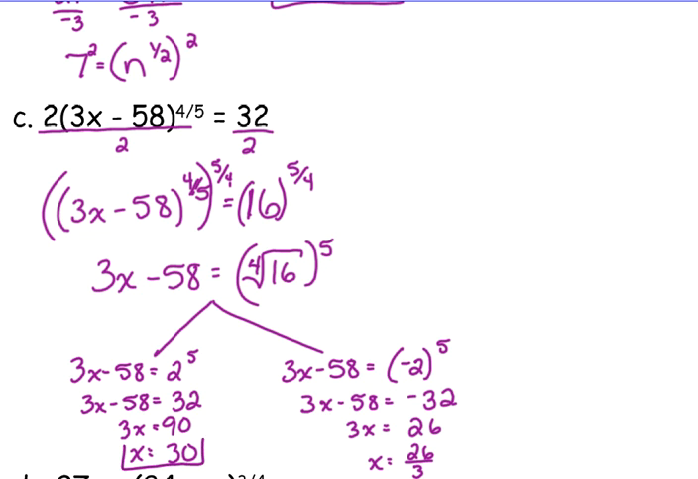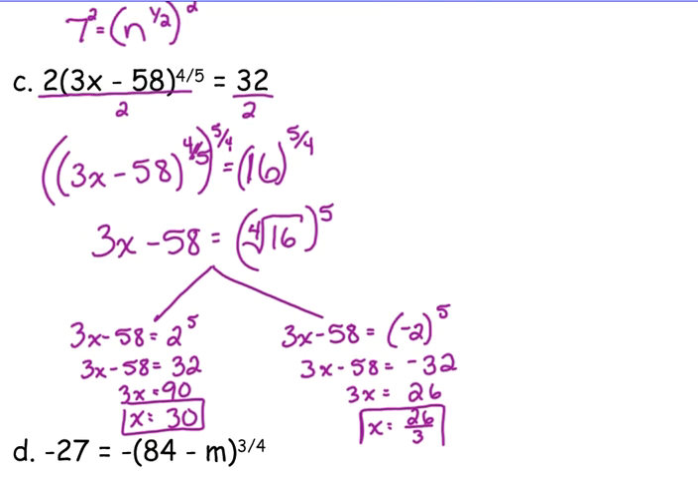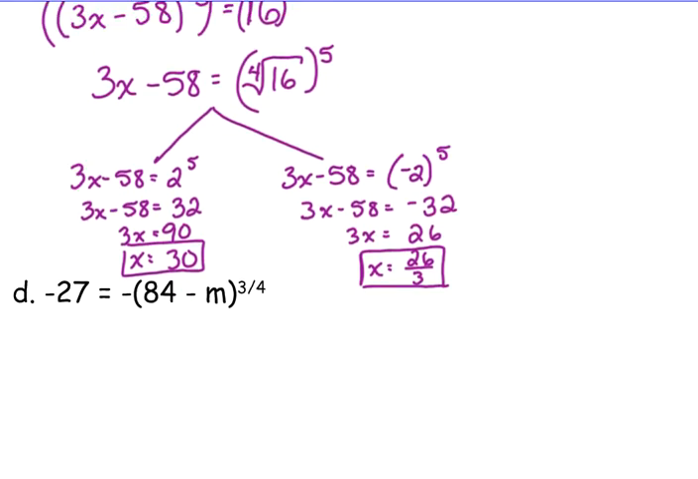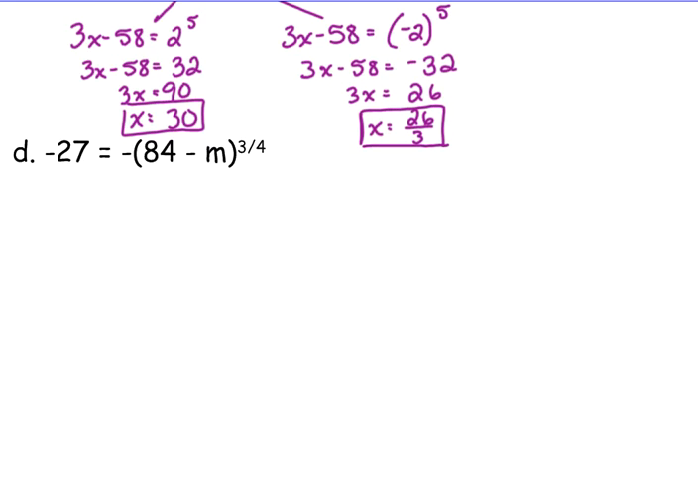So two solutions here. So anytime you take an even root, you're most likely going to have two solutions. You should at least have two solutions initially. You may end up throwing one of them out, but you should get two solutions. Okay, let's look at another one like this.